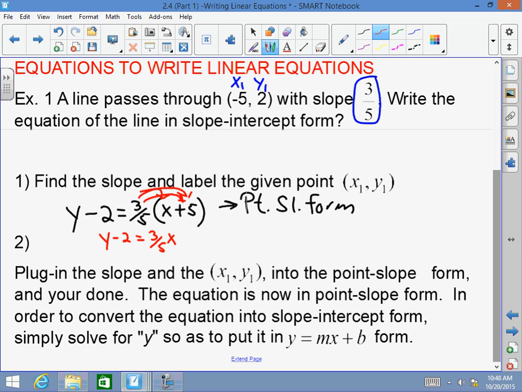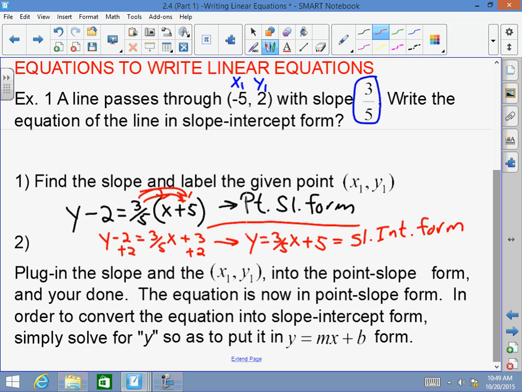Okay, remember, distribute that there, plus 3. Add the 2 to both sides, and my equation is y equals 3/5 x plus 5. That, my friends, is the slope-intercept form. And that's it. You're done.